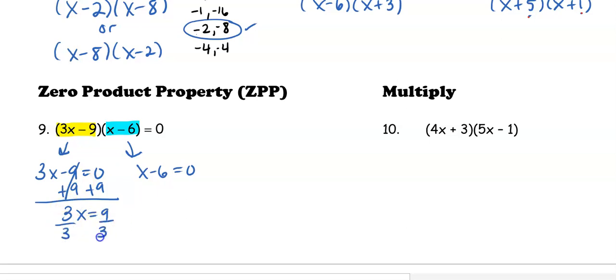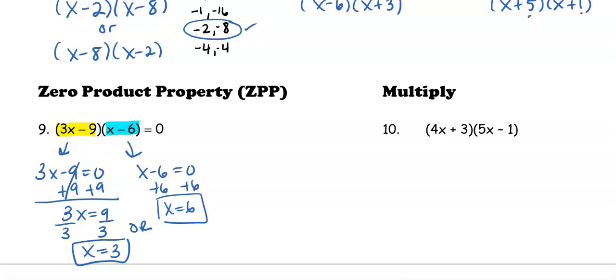Divide by 3, and we have one solution of 3. We move the 6 over. So it's either going to be 3 or it's going to be 6. It can't be 3 and 6, but both of them are options because they both do work.